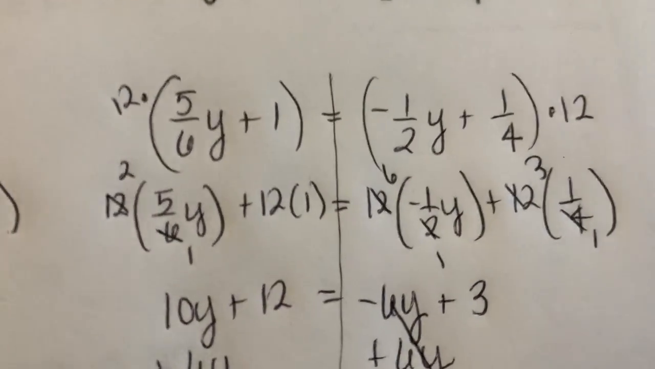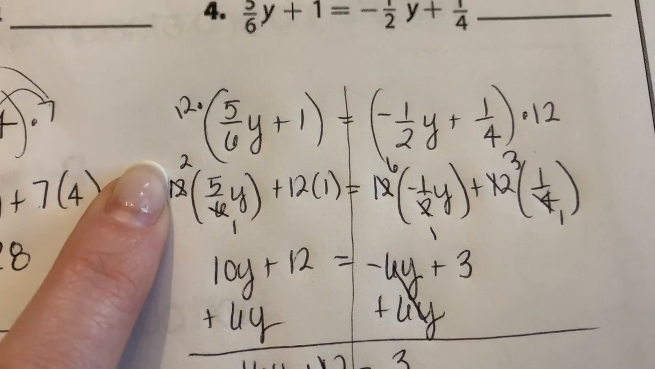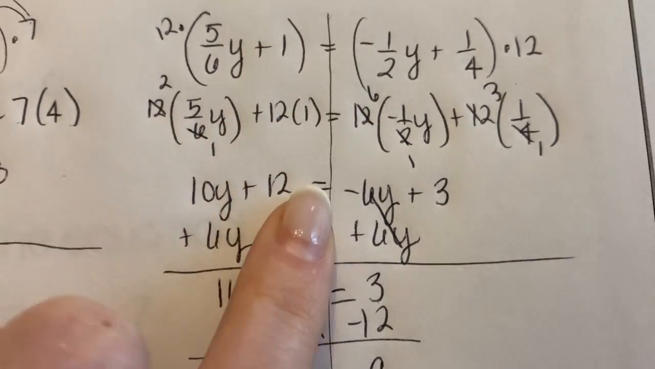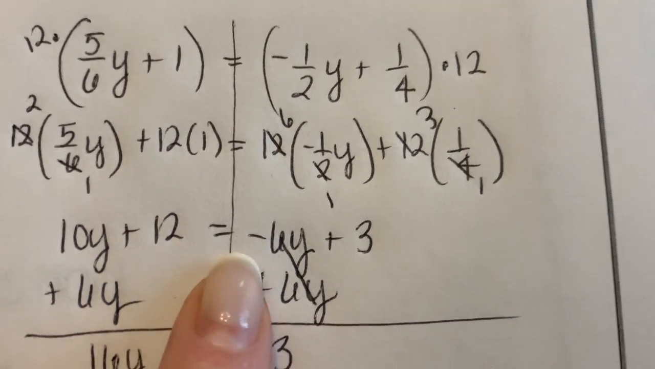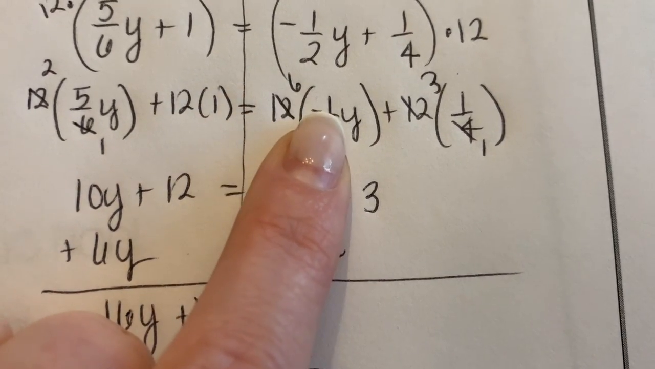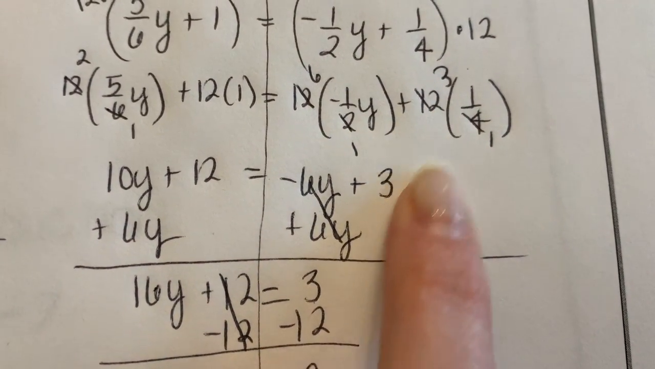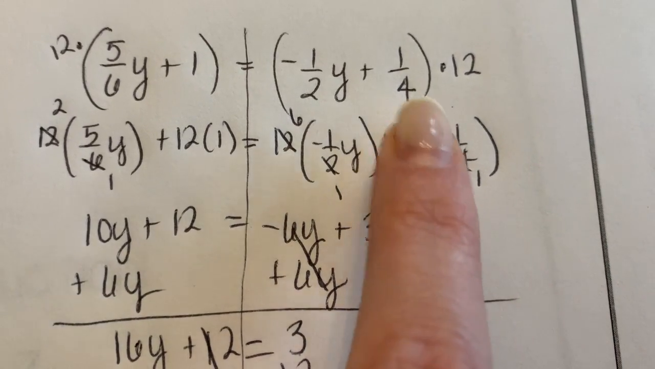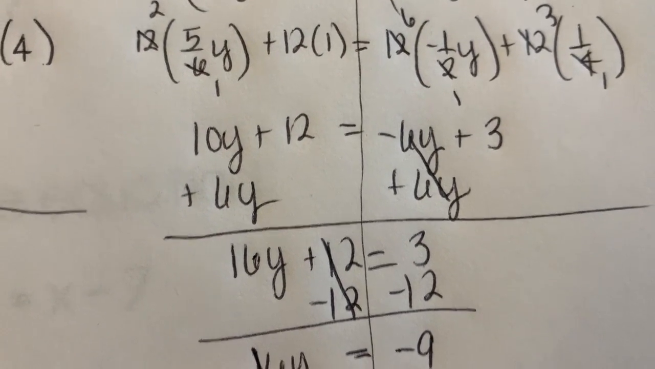Okay, and I used my trick to cancel things out. I knew 6 goes into 6 once and 6 goes into 12 twice. And then 2 times 5y is 10y. 12 times 1 was just 12. Same thing here, but you can also do half of 12, which is 6. But 2 goes into 2 once. 2 goes into 12 6 times. 6 times -1y is -6y. And then 1/4 of 12, of course, is 3, but using the trick, 4 goes into 4 once. 4 goes into 12 3 times. 3 times 1 is 3. And then we just had this much nicer equation.